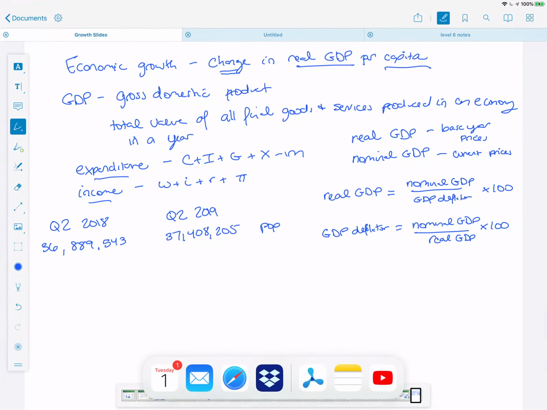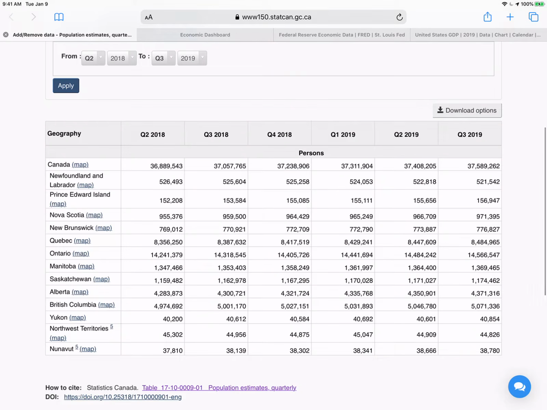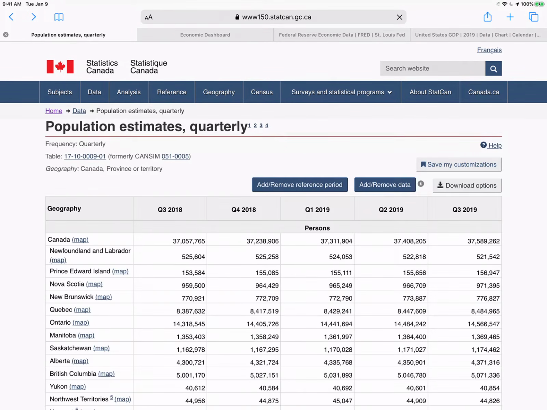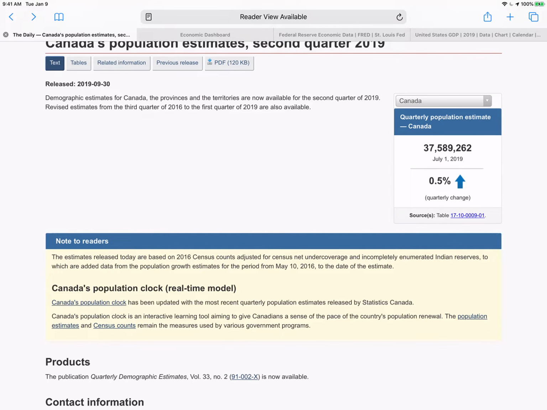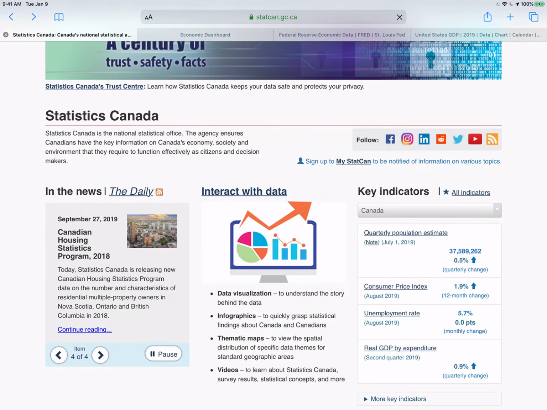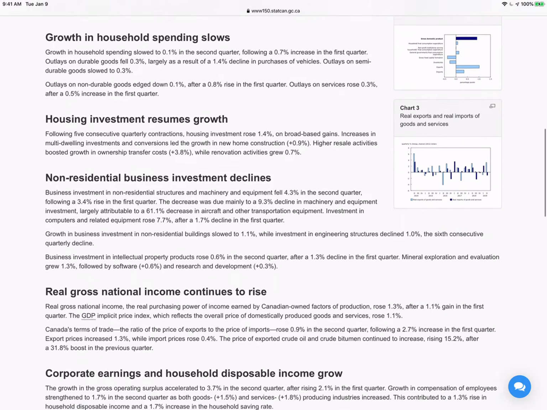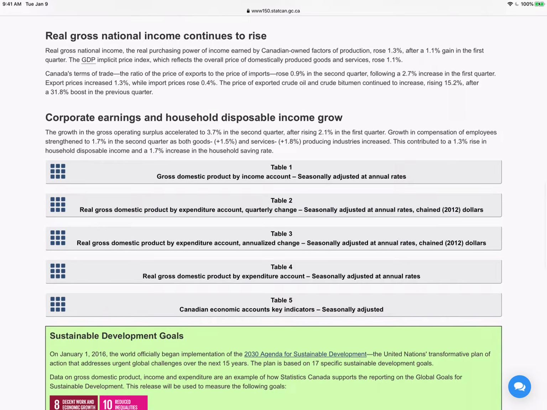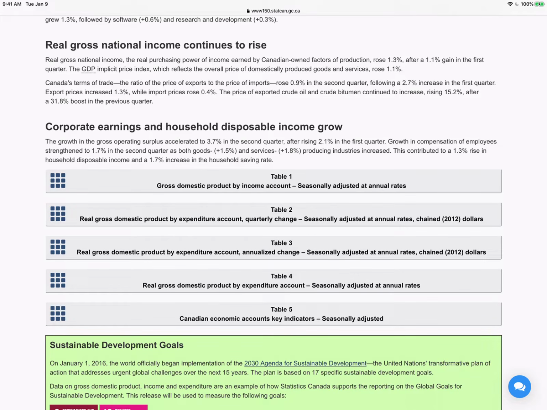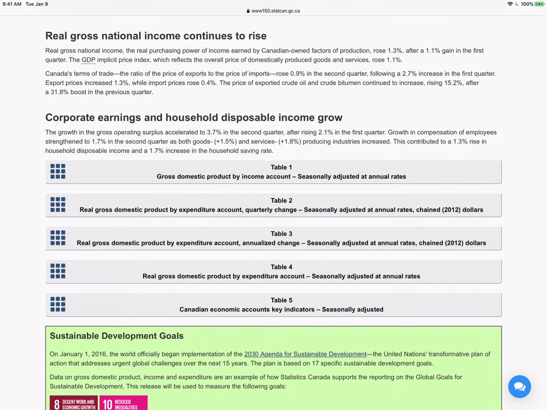All right, let's go back to our Stats Canada and back to our main page. I've got to go back a couple times here to get back to that main page. But you'll notice on the main page, it says real GDP by expenditure. This link actually, if you scroll all the way to the bottom, you see tables 1 through 5. Well, tables 2 and 3 and 4 give you the expenditure approach. Table 1 gives you the income approach.